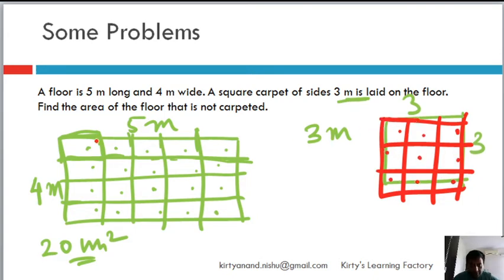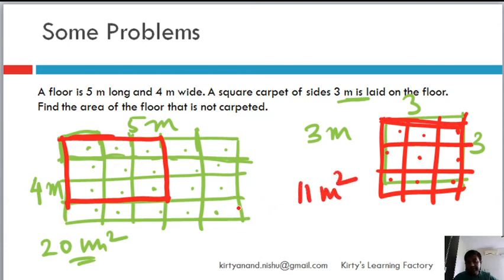So if I keep it here, 3, 3, 3, it will cover this area. That's it. And this area will not be covered. So let's count this area: 1, 2, 3, 4, 5, 6, 7, 8, 9, 10, 11. So what is the area which is not carpeted? 11 meters square. Now you tell me, did you even need to use a formula? The answer is no. See, mensuration is, you can visualize and solve.